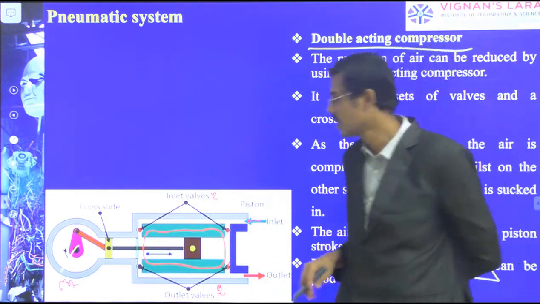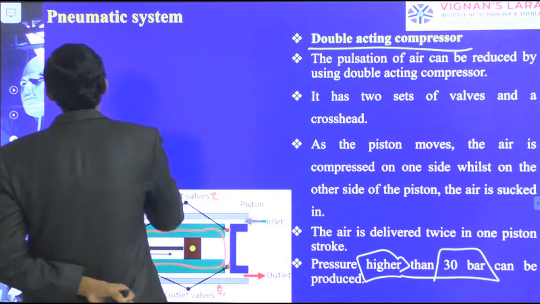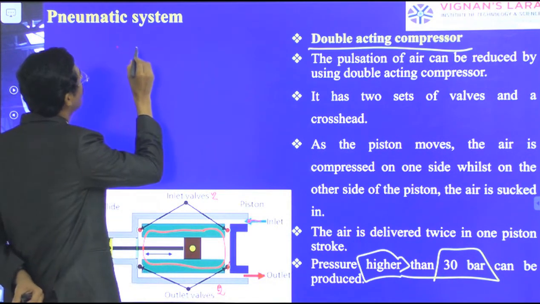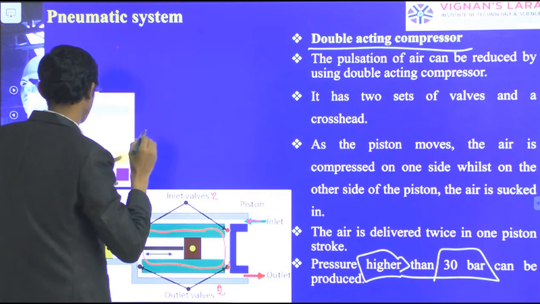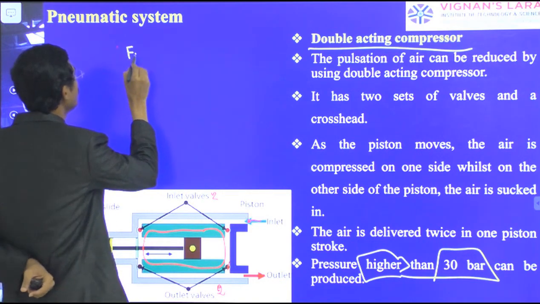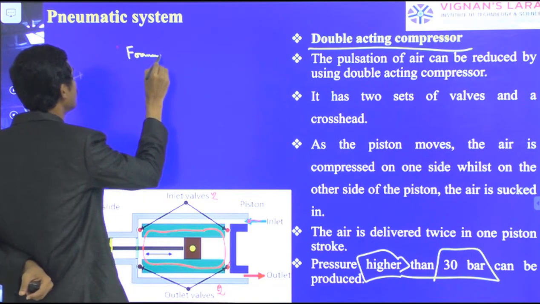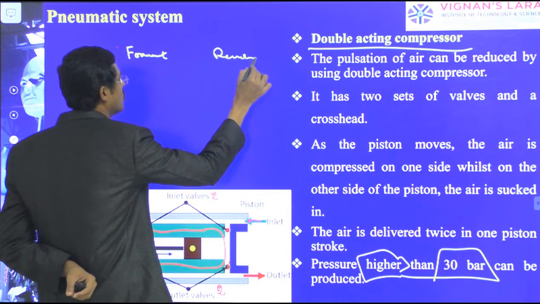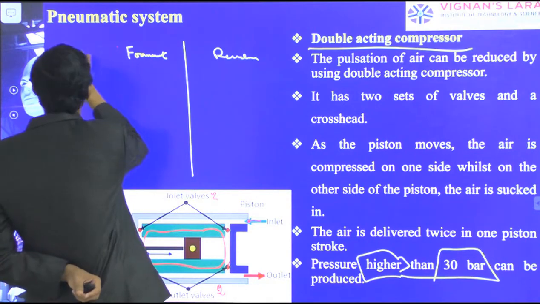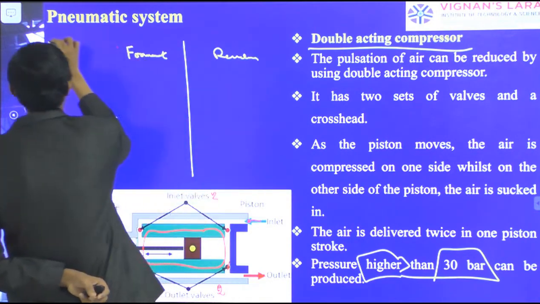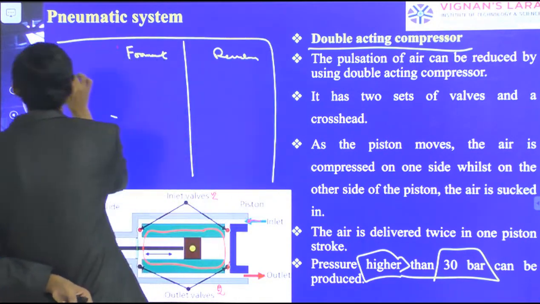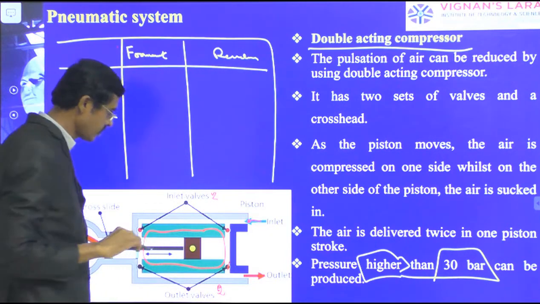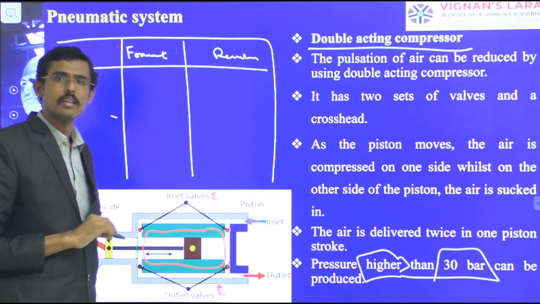How it is working there, you see. One stroke is forward and one stroke is reverse. One stroke is forward and one stroke is reverse. Right.